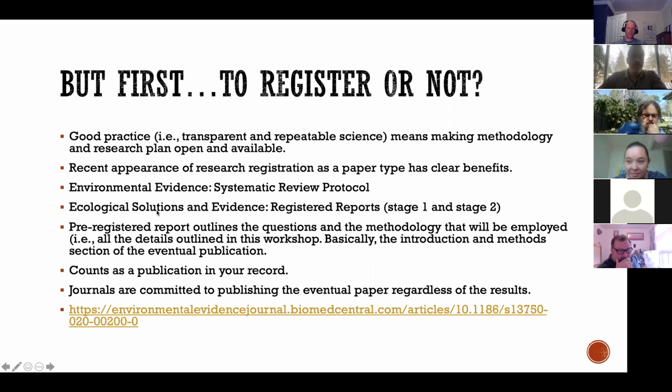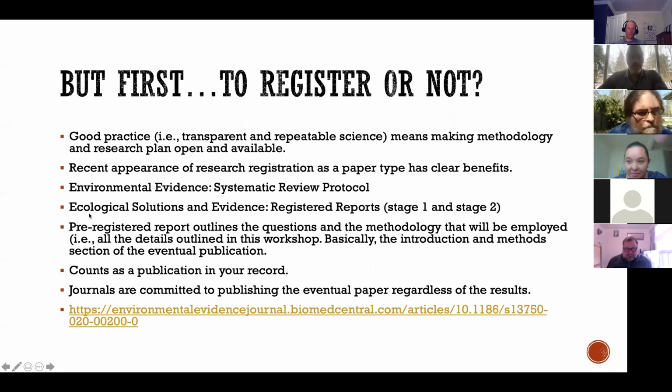In my journal, Ecological Solutions and Evidence, we also have registered reports. Stage 1 is the same thing. It could be for a review or an experimental design, but it's basically publishing the introduction and the methods. It counts as a peer-reviewed publication. It appears as a searchable peer-reviewed item.